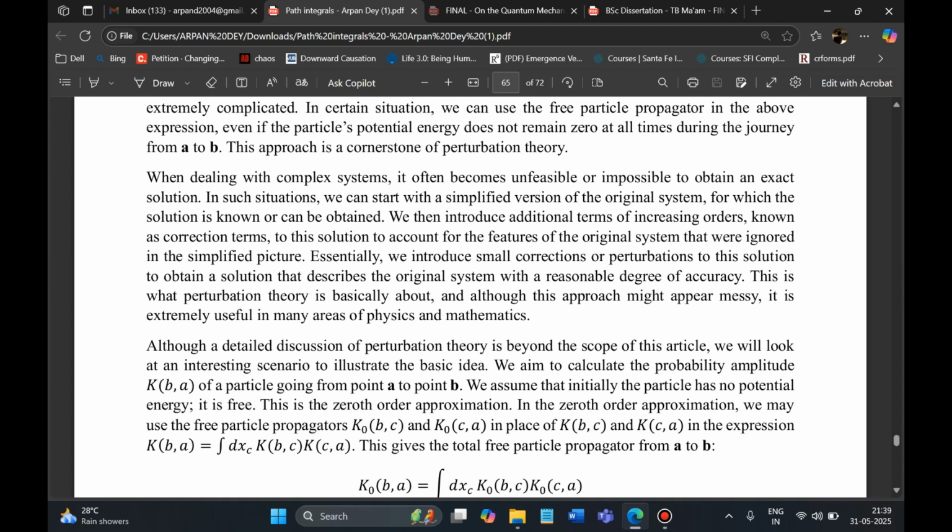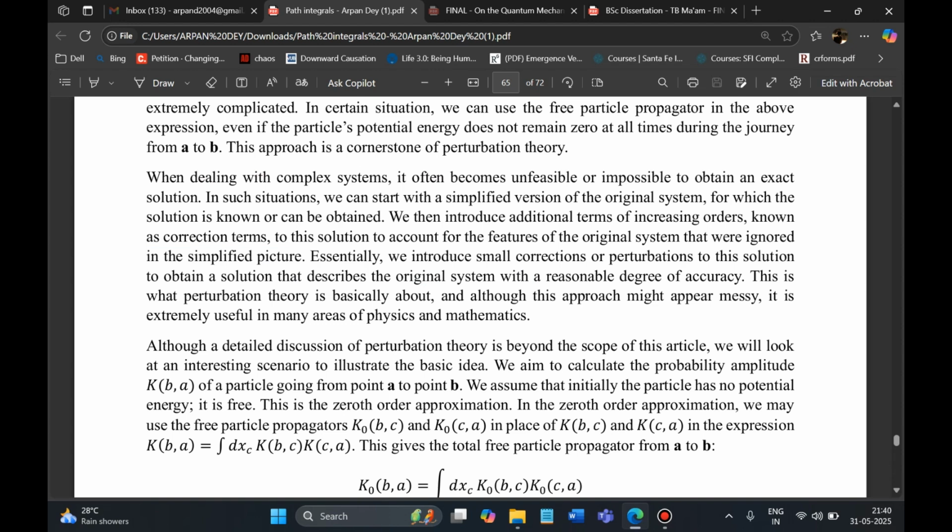This is just a very rough idea, but I think you'll understand it better in the context of physics. When dealing with complex systems, it often becomes unfeasible or impossible to obtain an exact solution. In such situations, we can start with a simplified version of the original system for which the solution is known or can be obtained. We then introduce additional terms of increasing orders, known as correction terms, to account for the features of the original system that were ignored in the simplified picture. Like in the first term, the zeroth order, some complex features were ignored just to keep things simple. But then we add correction terms so that our result is more and more accurate to the original result.